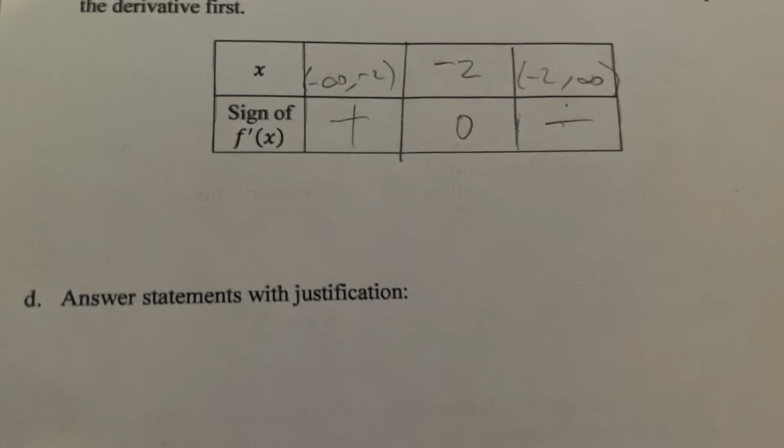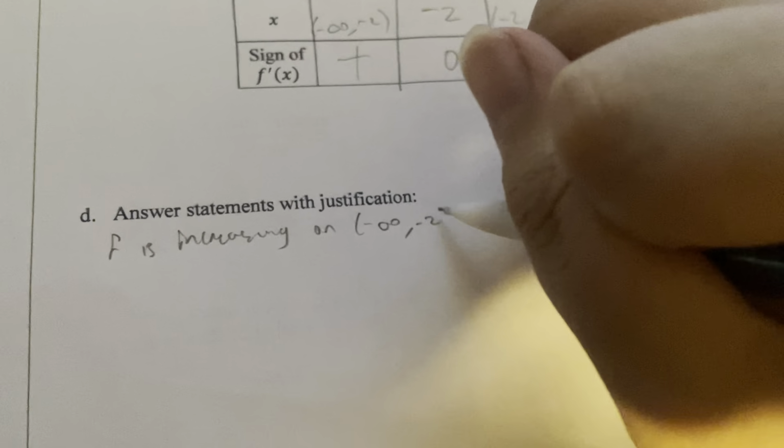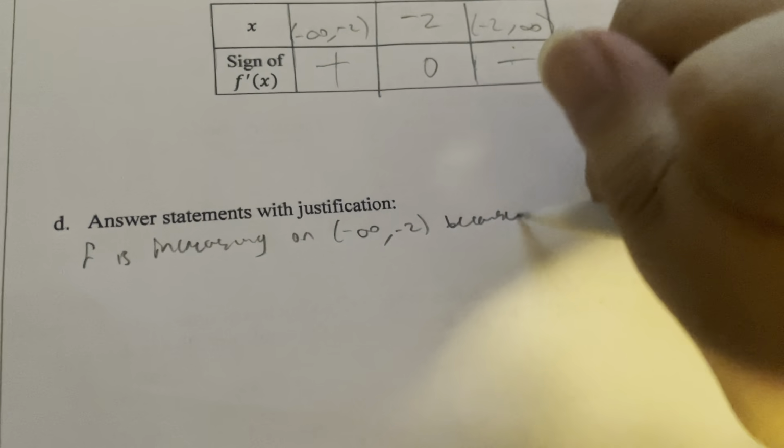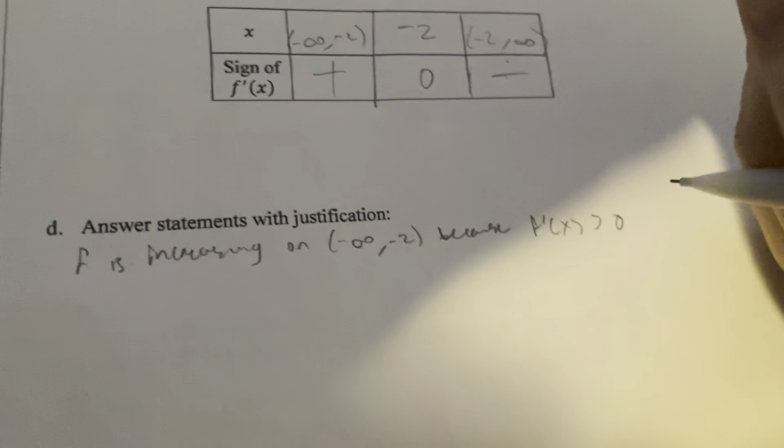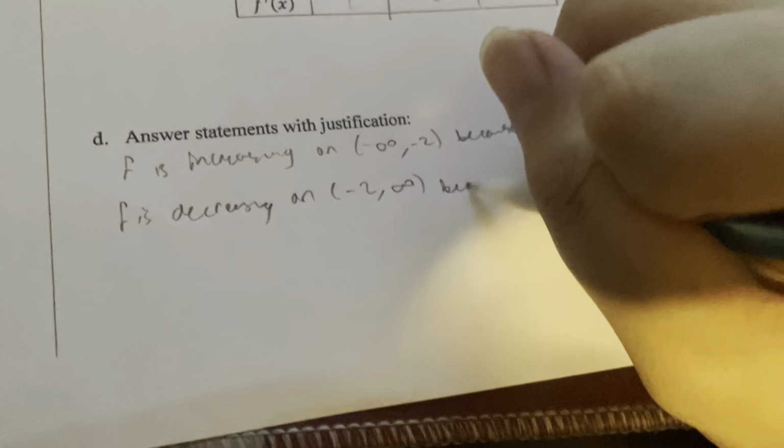Answer the statements with justification. So our justification is going to be f is increasing on negative infinity to negative 2 because f prime of x is greater than 0. And f is decreasing on negative 2 to positive infinity because f prime of x is less than 0.